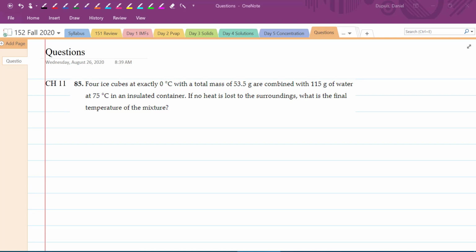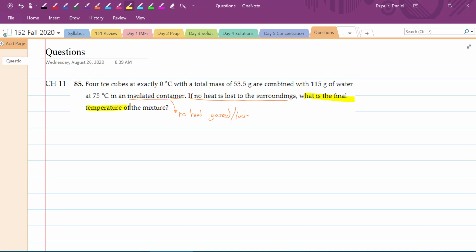Chapter 11, Problem 85 from the textbook. We have 4 ice cubes at 0 degrees Celsius with a mass of 53.5 grams, and they're combined with 115 grams of water at 75 degrees Celsius in an insulated container. So first off, this insulated container means that there's no heat gained or lost to surroundings, right? And it says it right there too. Question is, what's the final temperature?